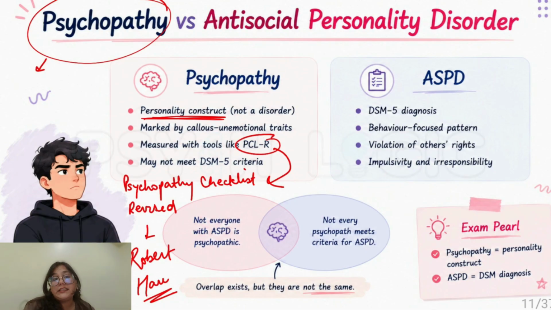The biggest difference lies in the emotions. A person with ASPD may break rules because they're impulsive, irresponsible, aggressive. A psychopath also may break rules, but they are often much more calculated in nature. They are controlled. They are more manipulative in nature. That is why most psychopaths do not appear aggressive all the time.